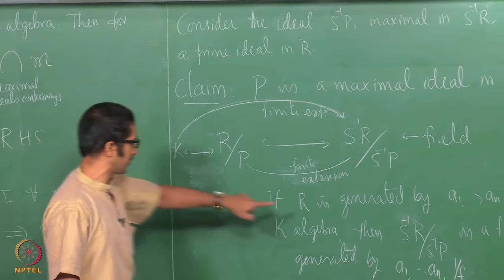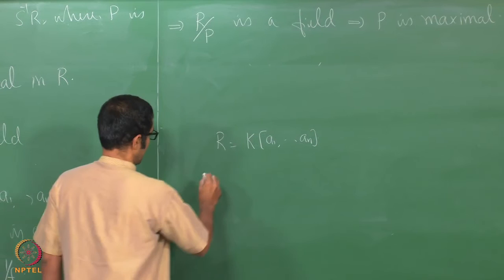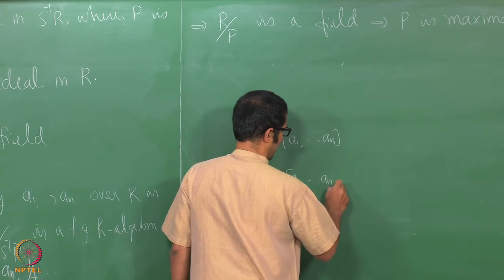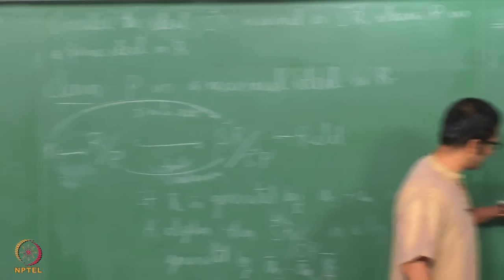So, if R is K, suppose I write it like this, then in fact S inverse R itself would be nothing but K[A1 bar up to AN bar] by F. It should be A1 bar up to AN bar. So S inverse R itself is a finitely generated K algebra.